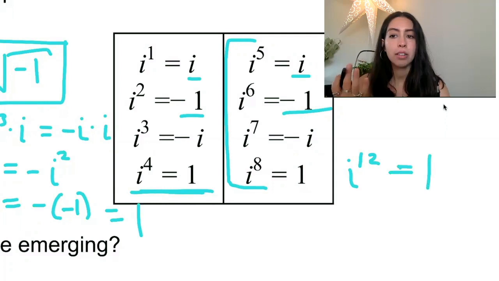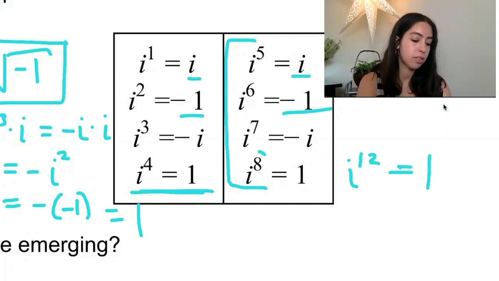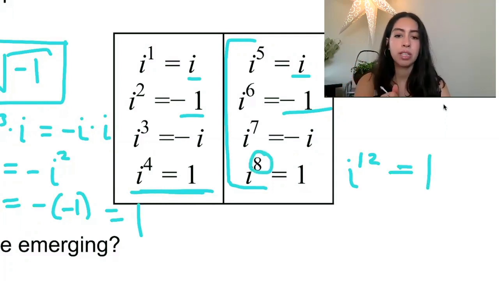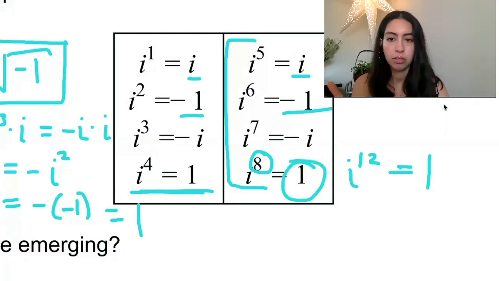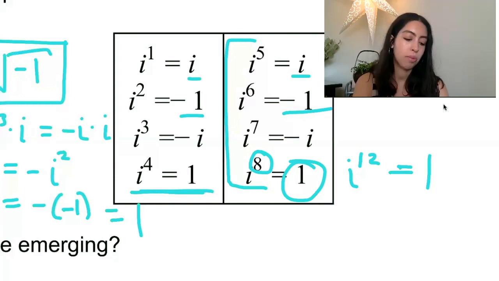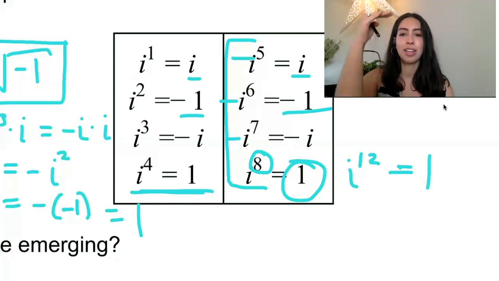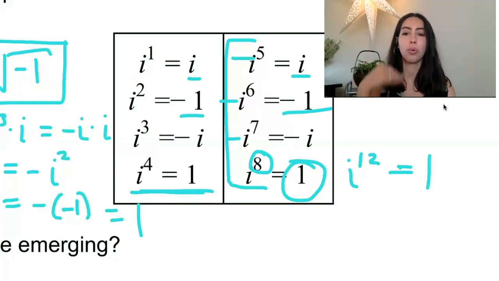So our pattern here is the powers, right? As long as the powers are divisible by 4, then it's going to equal 1, right? If it's not divisible by 4, we're going to look at the remainder, and the remainder is going to determine what level in the whole rotation we are at.